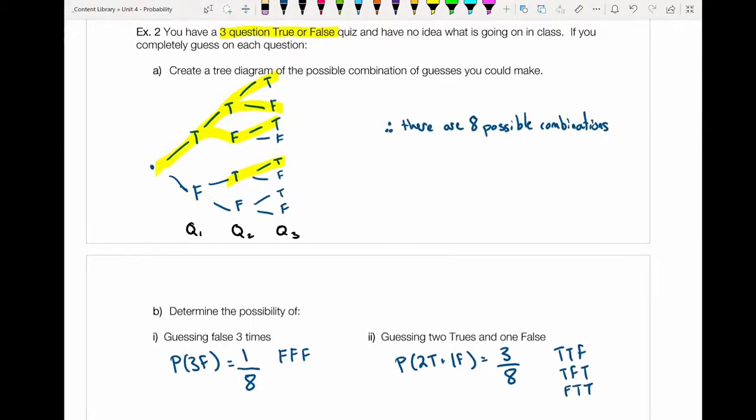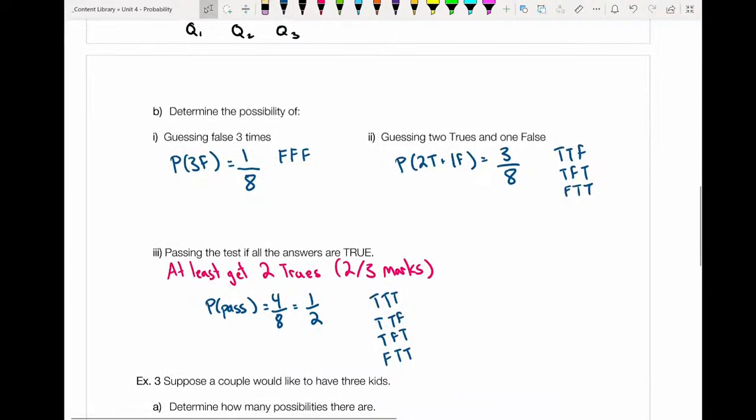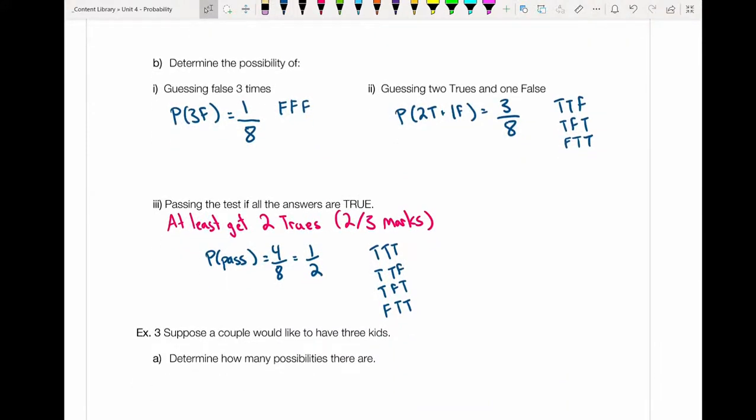Again, I'll go back and remove these. But that's the general idea of how you can use the tree diagram to help you figure out the probability, because now we get to see these pathways.